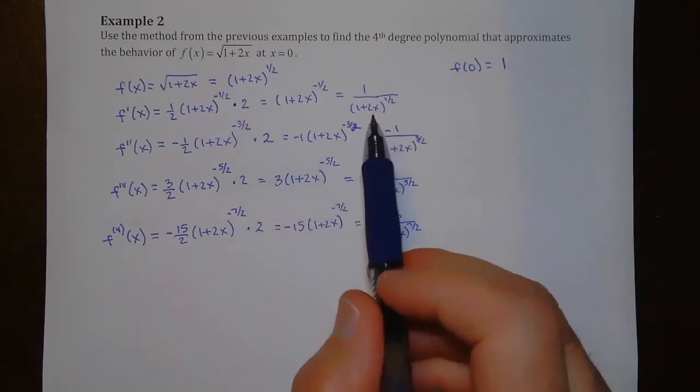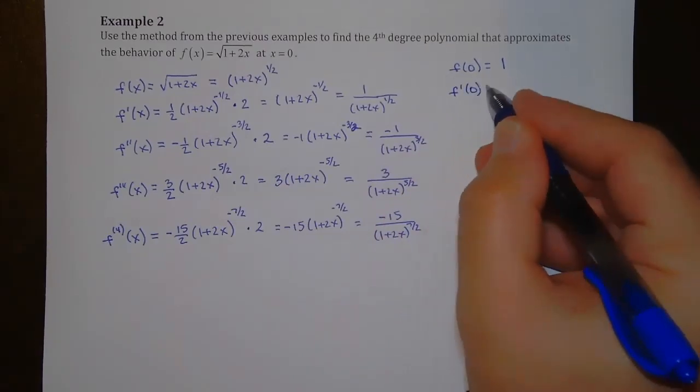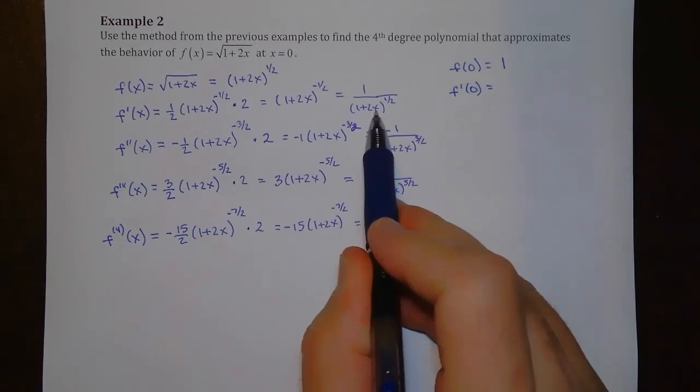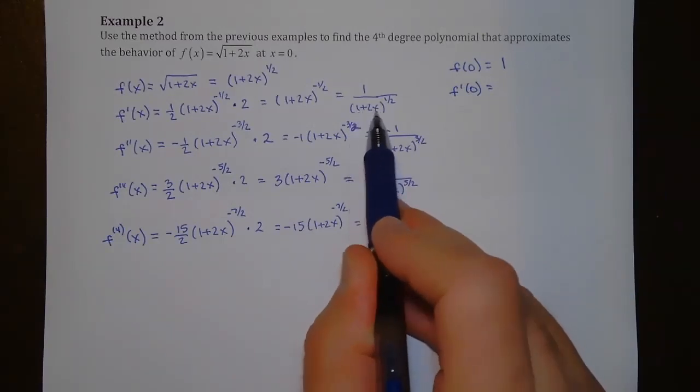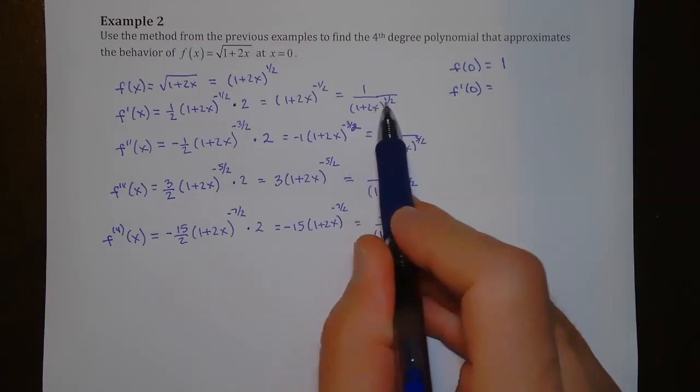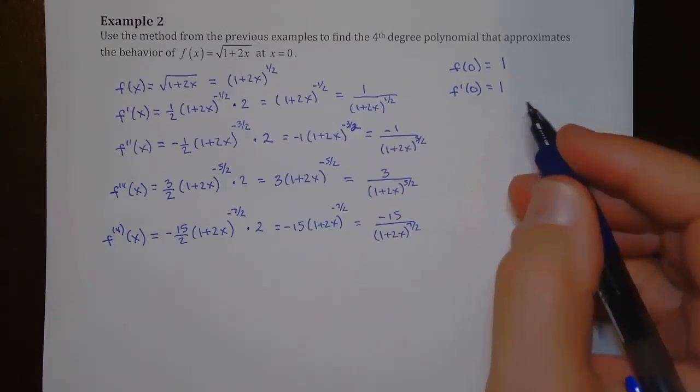All right. The next one, f prime of 0, that'd be putting 0 in right here for this x. That would cause this to be 0. This would cause the parentheses to become 1. 1 to the 1/2 is 1. 1 divided by 1 is 1. So it's 1 again, right?